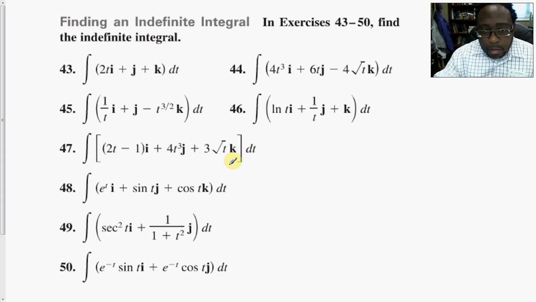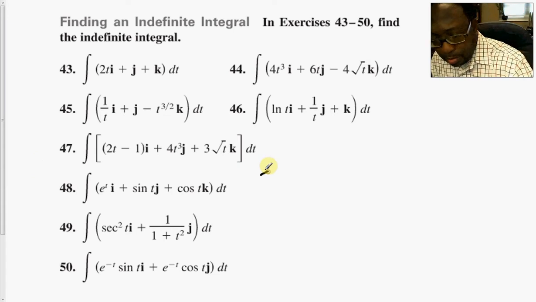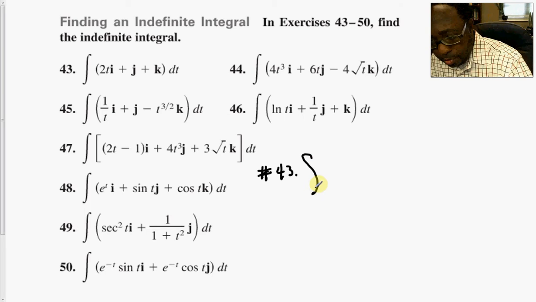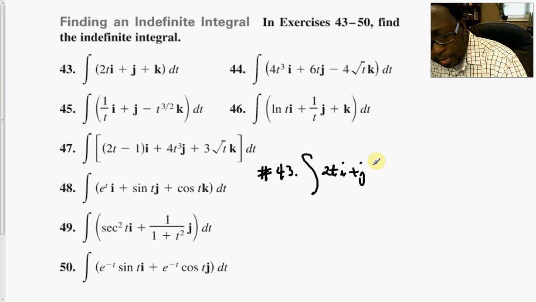The second homework section in 12.2 deals with integration of vector valued functions. Let's take number 43. So we want to integrate 2t i plus j plus k.